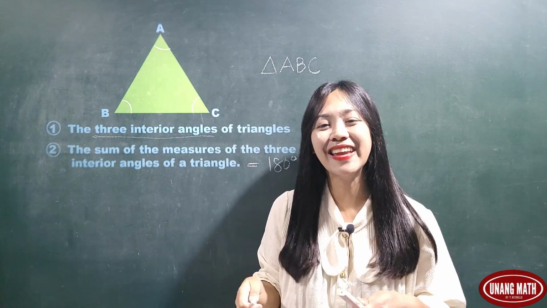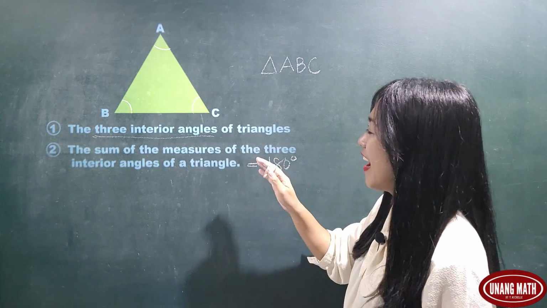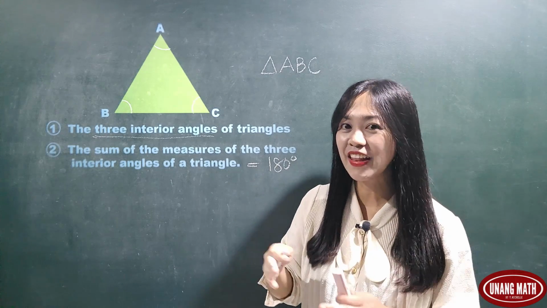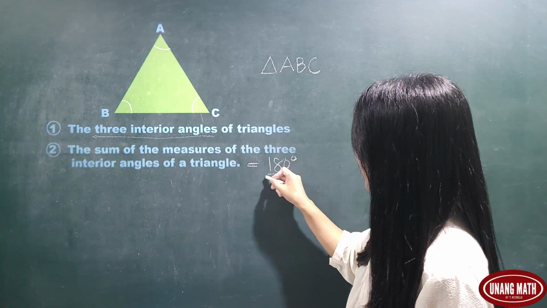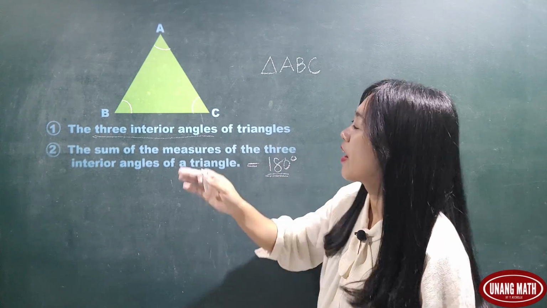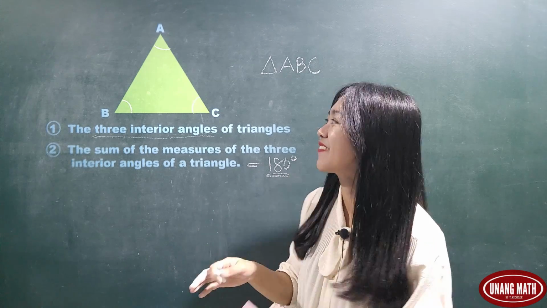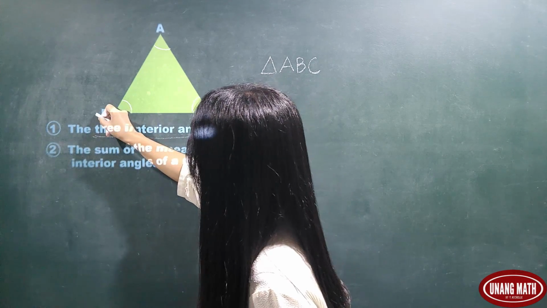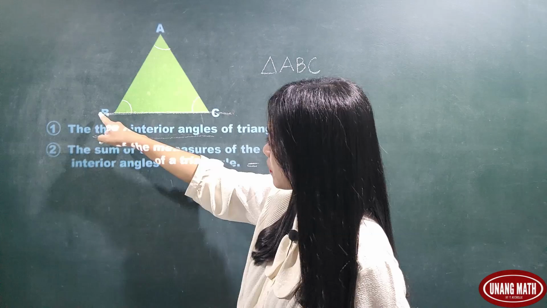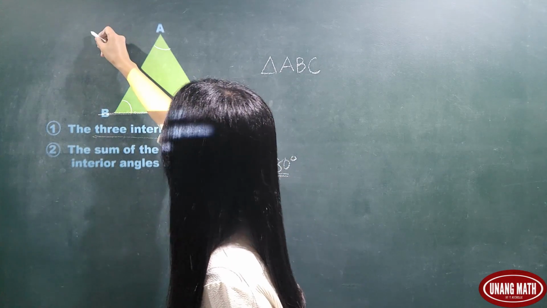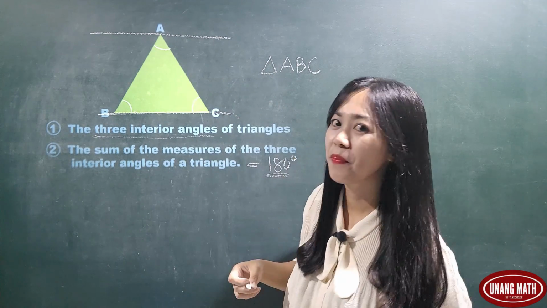We had a topic about the sum of the measures of the three interior angles of a triangle in episode 18, and I showed that by folding a paper. This time, I will explain in another way why the sum of the measures of the three interior angles of a triangle is equal to 180 degrees. This way, we will use the concept of parallel lines. We are going to draw a helping line that is parallel to this side. These two lines are parallel lines.